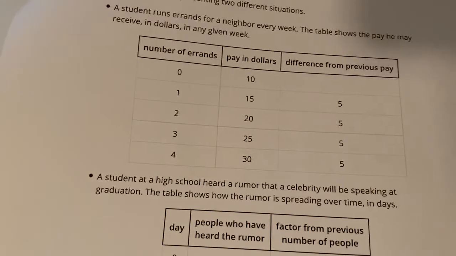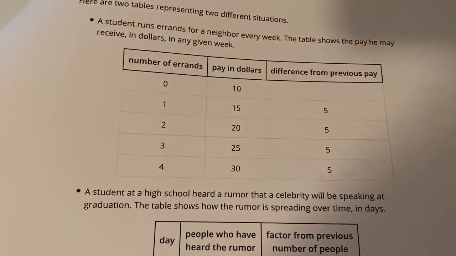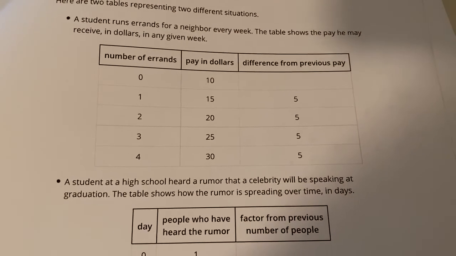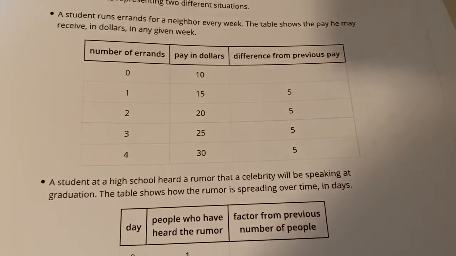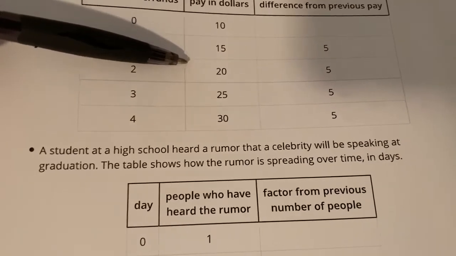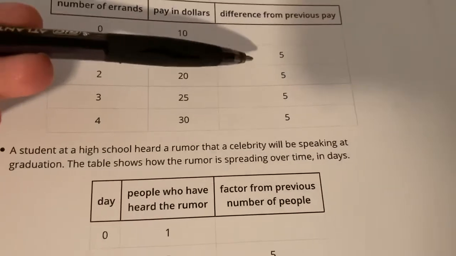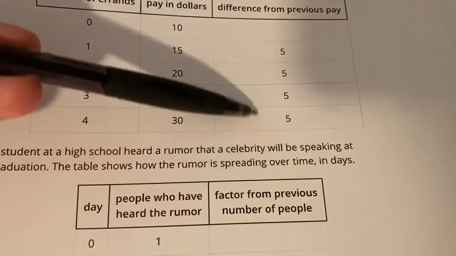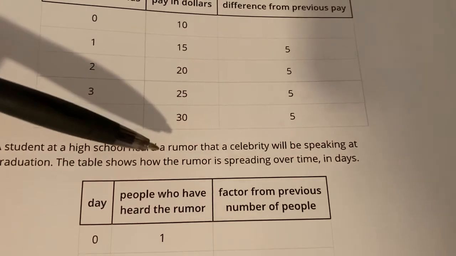Okay, let's look at the lesson summary. So a student runs errands for a neighbor every week. The table shows the pay he may receive in dollars in any given week. So he runs an errand and he gets $10, then $15, then $20, then $25. You can see the common difference. They have a common difference or common sum. They're adding 5 every time.